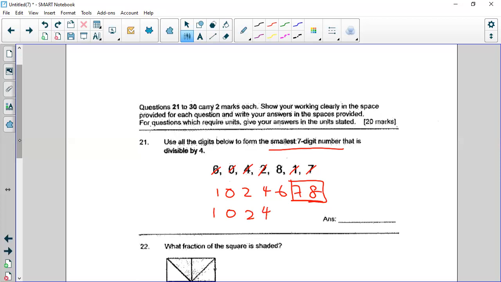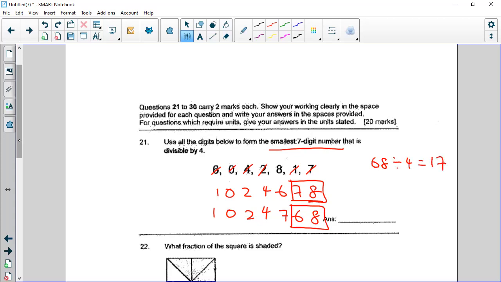Okay, 4 still there, and 78 cannot divide by 4. Then what do you do? You change place with 6. 78 cannot divide by 4, right? So you change place with 6, and then what happened? You have 7, 6, 8, and then you check these last 2 digits. Can you divide by 4? Yeah, 68 can divide by 4. 68 divided by 4, you get 17.